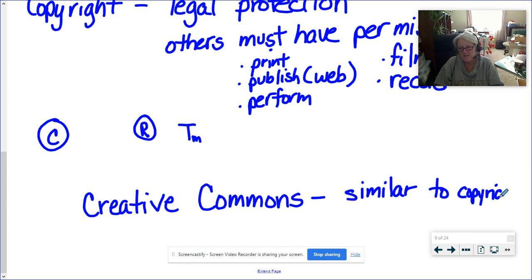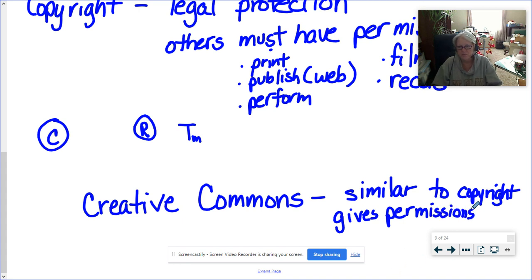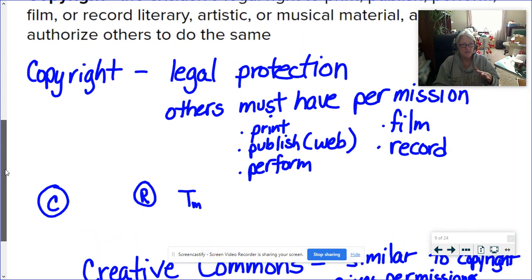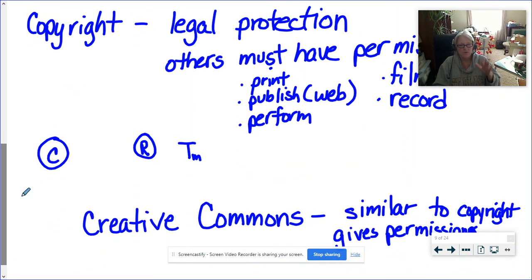It's a legal process, but it's a little easier because you can just put this on your creative work. This gives permission with certain types of situations or scenarios, which we're going to investigate today. Gives permission, not permissions. So that's what I want you to have down for notes: what copyright is, common symbols you might see, and what Creative Commons is.